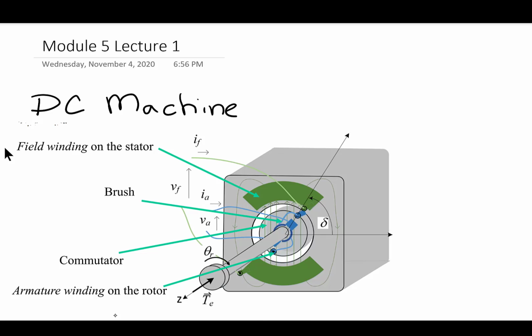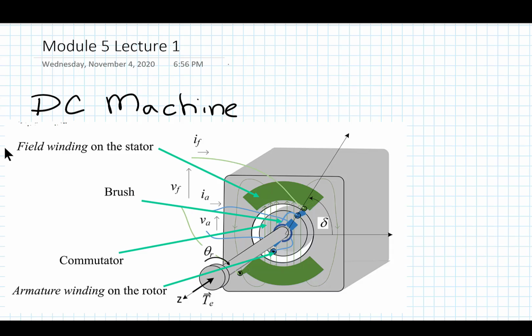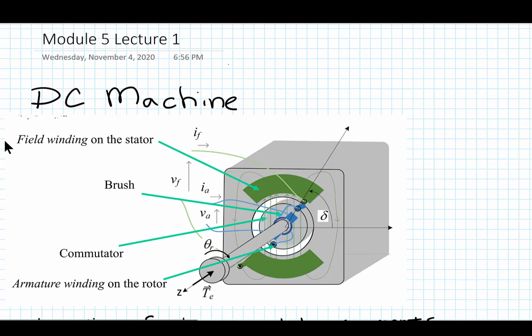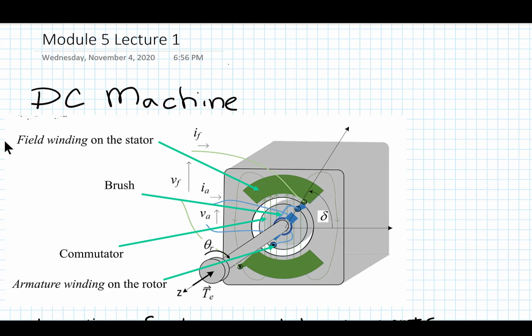I want to start by returning to this picture of the DC machine. This is how we introduced the Lorentz Force Law, if you'll recall. And we were pointing out that in order to produce torque on a shaft that is allowed to rotate, we needed two things. We needed to have a magnetic field, and the magnetic field is represented by these green lines here.